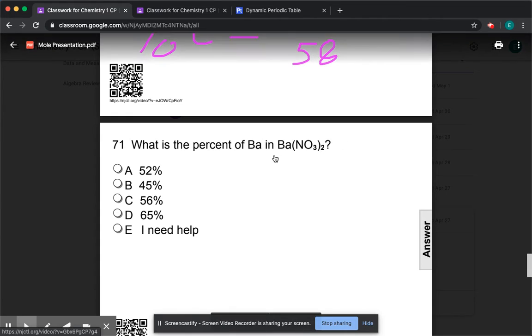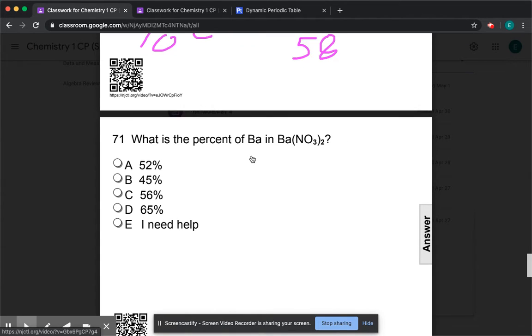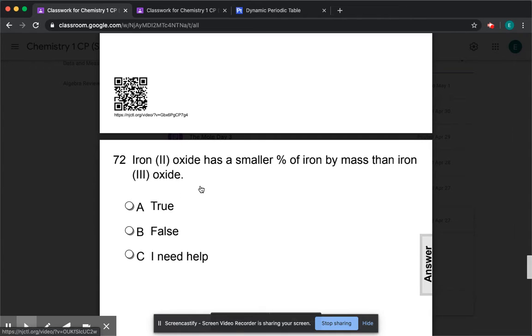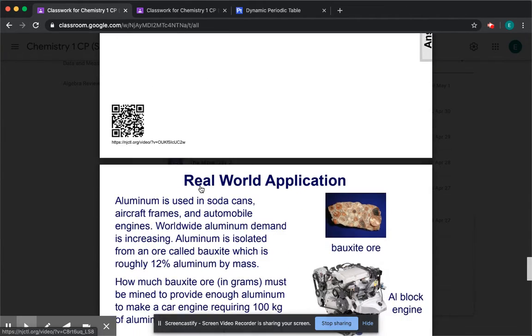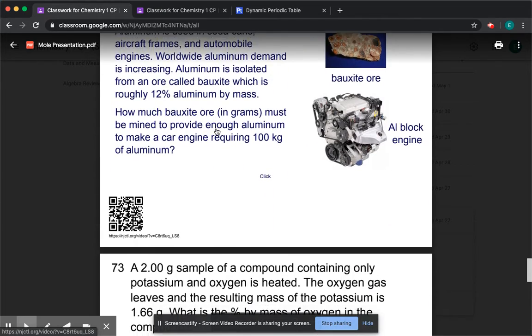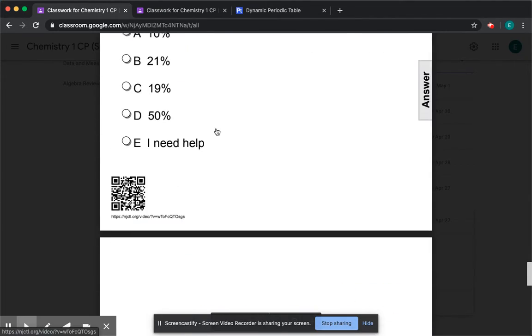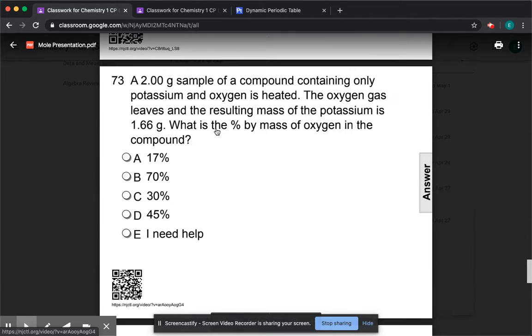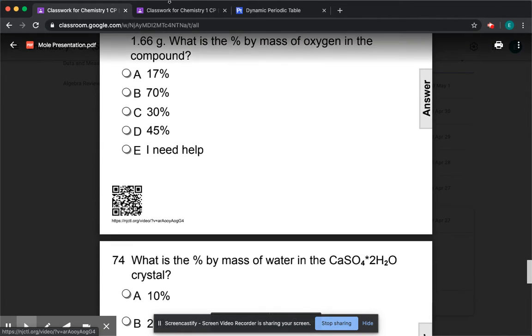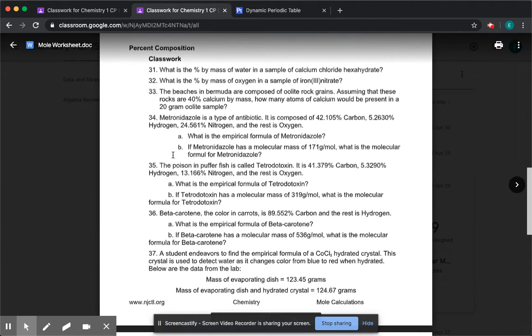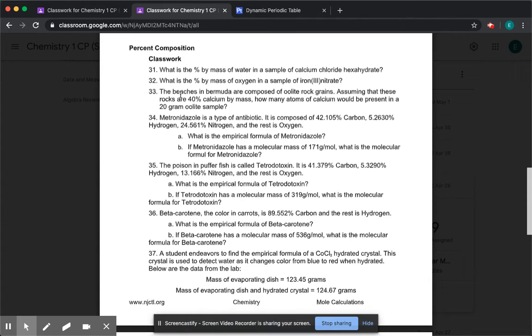For 71, you do the same thing. Find the total, and then divide the BA mass by the total. And in 72, you would do the same thing to answer the true or false question. So that is percent composition. That is what you're going to end up doing for today's assignment. Today you're going to be doing the percent composition section, and all it entails is finding total masses and then figuring out percentages by figuring out the certain parts. I'm going to do 31, 32, and 33, and from there I think we'll be done.